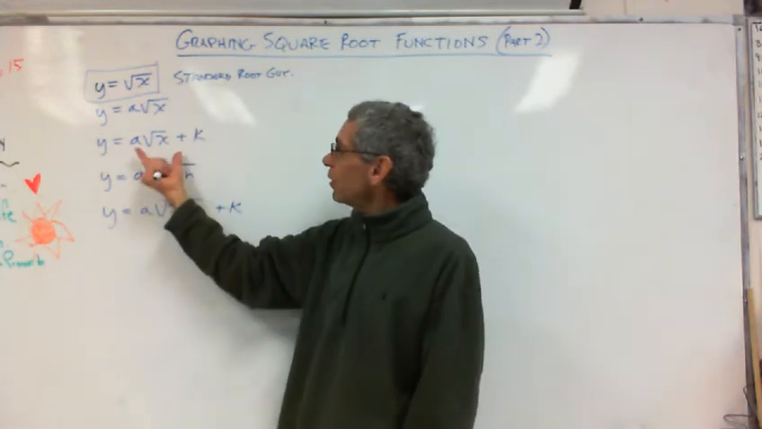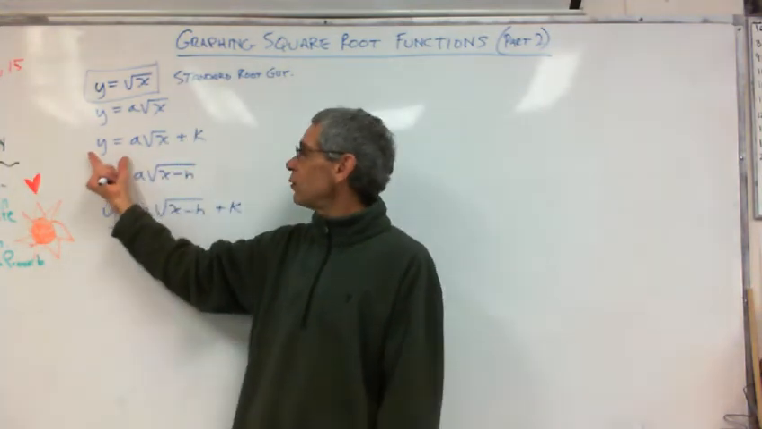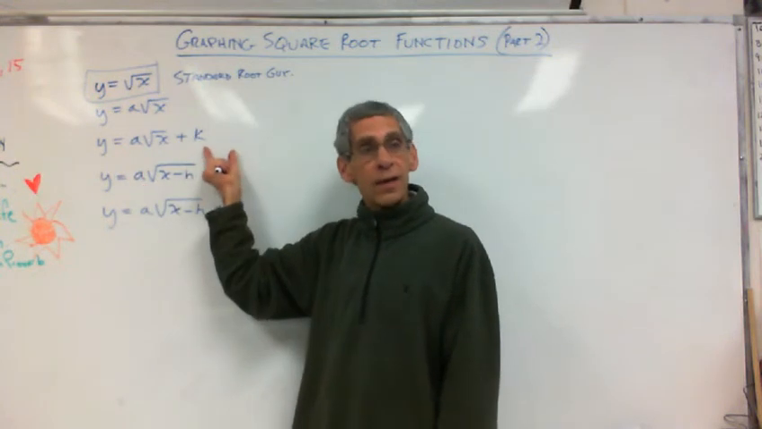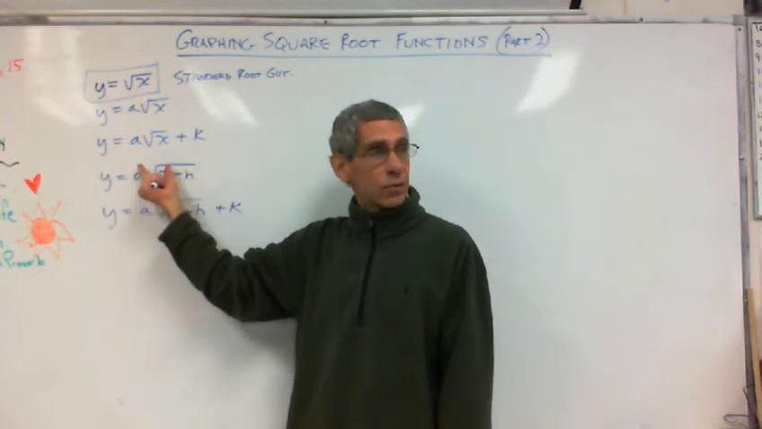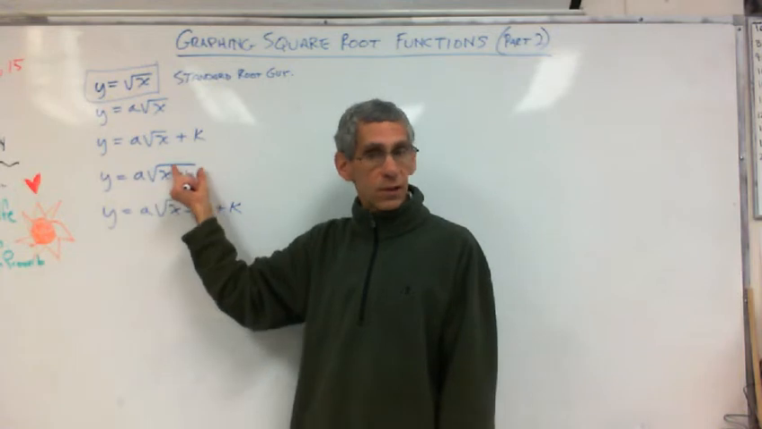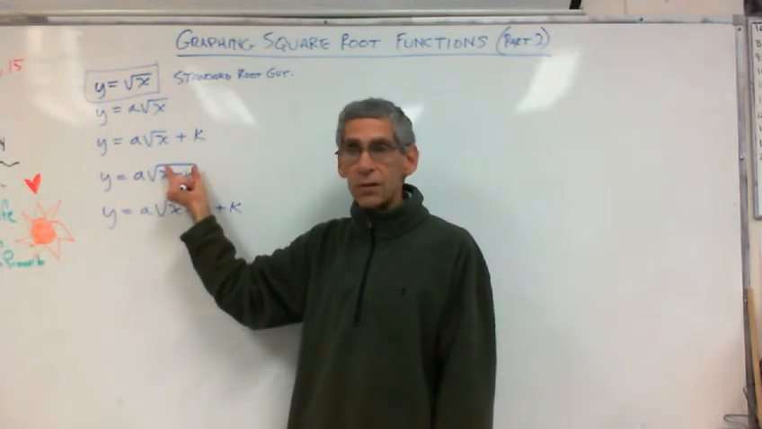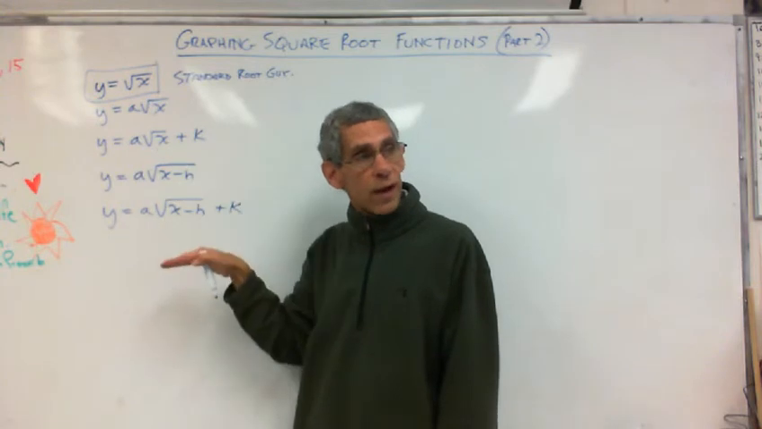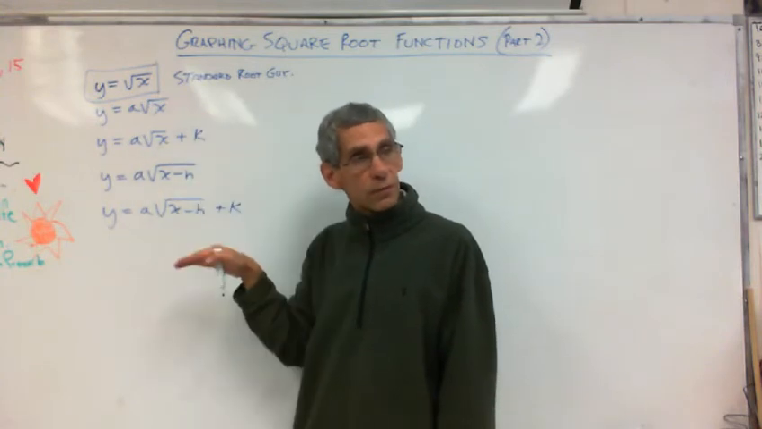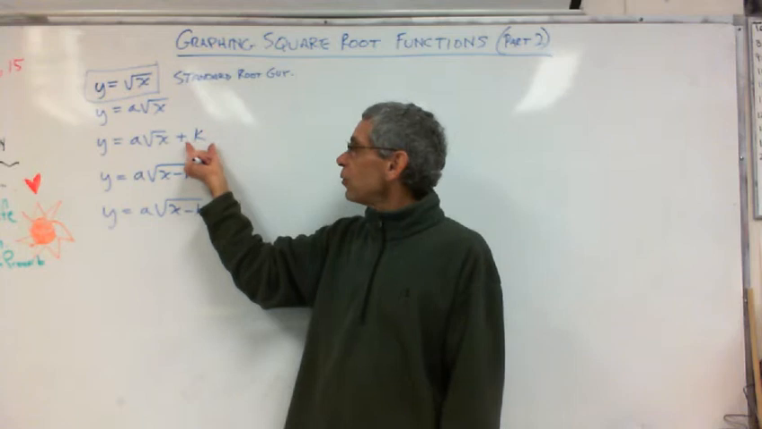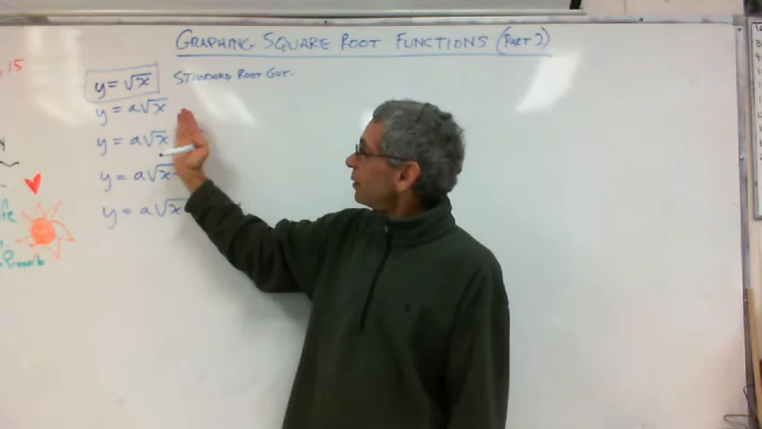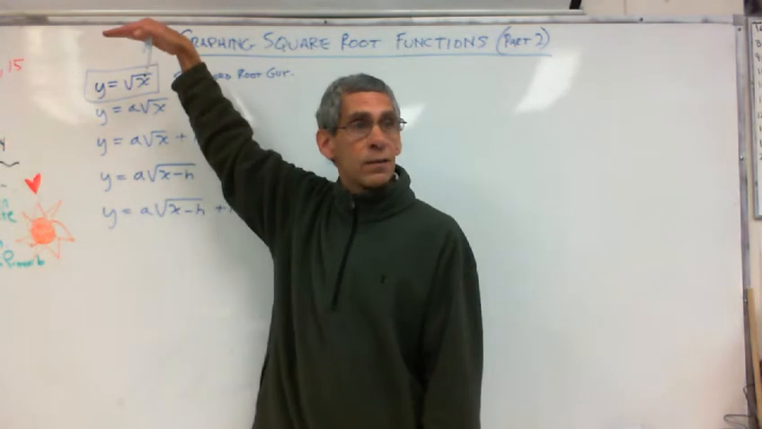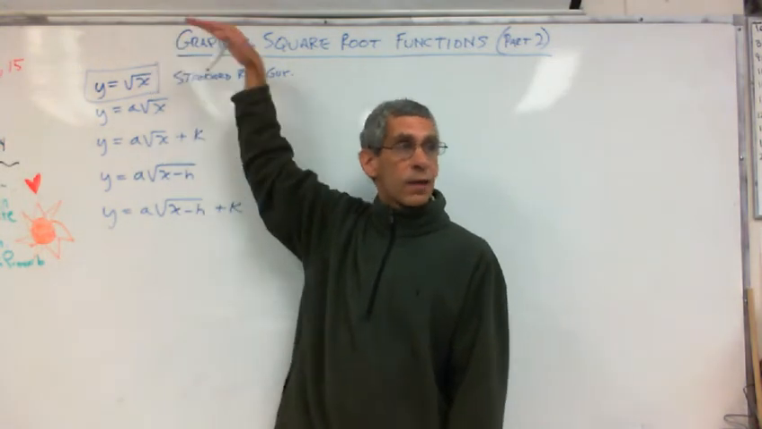So then we went one step further. We said y is equal to a times the square root of x, and then plus k. That k is not under the square root sign. Is that clear? It's not under the square root sign. All that does is it moves the graph up or down, right? So if that were a plus 10, I would take the graph of y equals a times the square root of x, and I would just move that graph up 10 and start there. And so it's kind of your y-intercept.